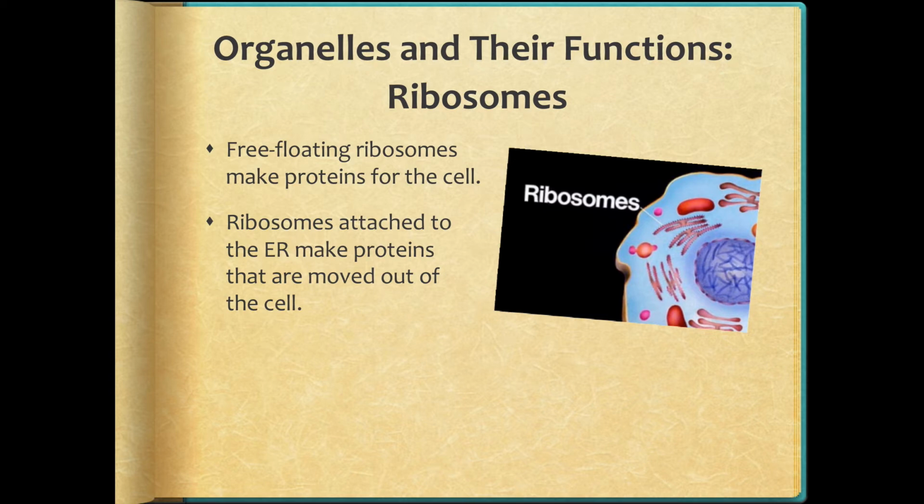So when the ribosomes are in the cell and they're not connected to anything else, then they're making proteins for that one cell. They're making proteins for itself. However, when they're connected to the ER, another organelle, then they're making proteins that go outside the cell to the rest of the body.